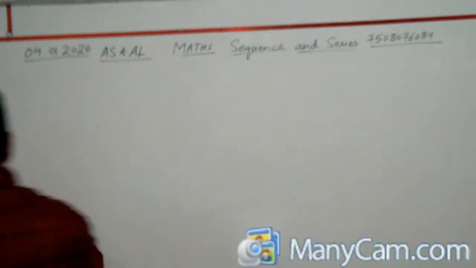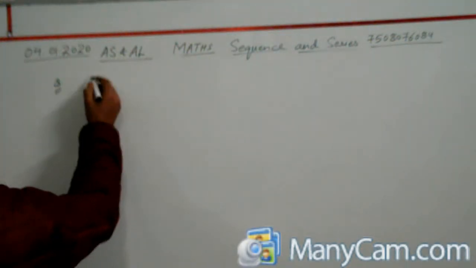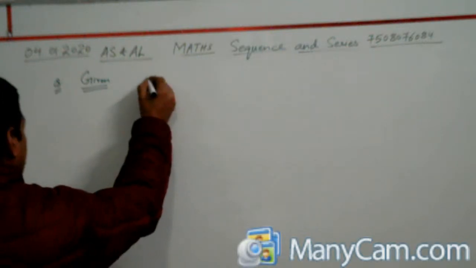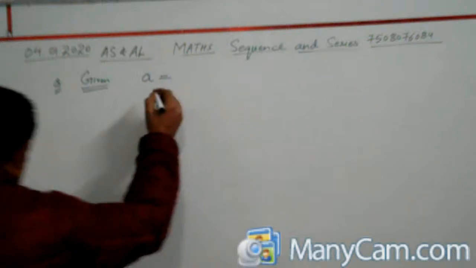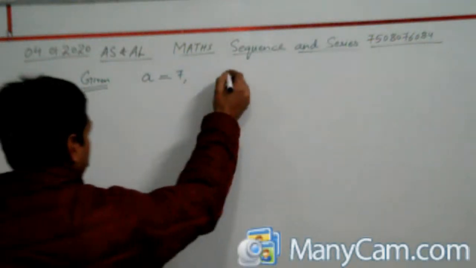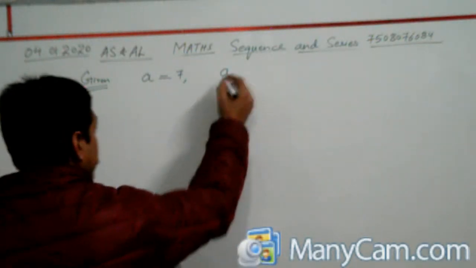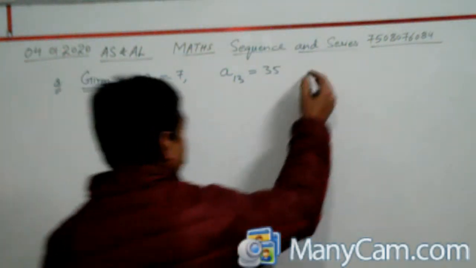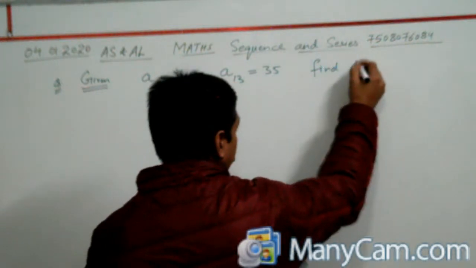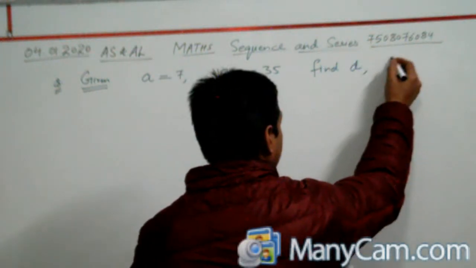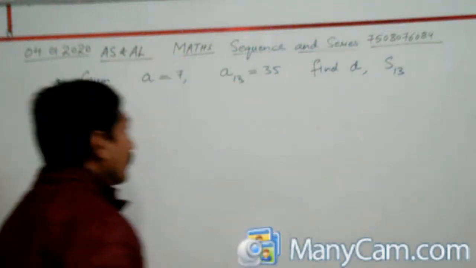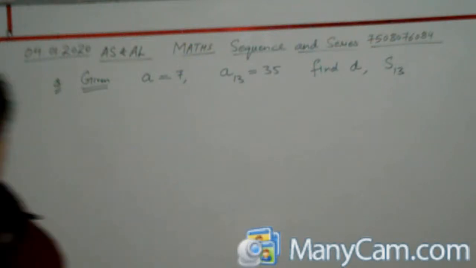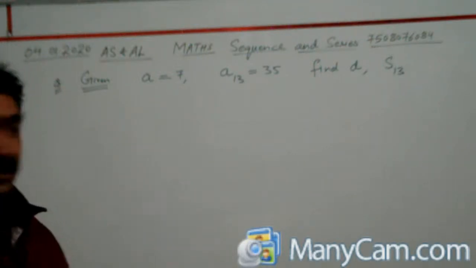Here is one question. Given that a, the first term, is 7, and a₁₃ is 35, find the common difference and find the sum of the first 13 terms.